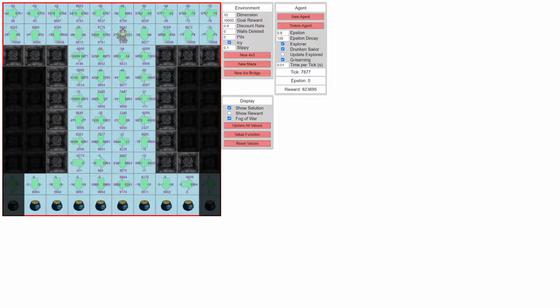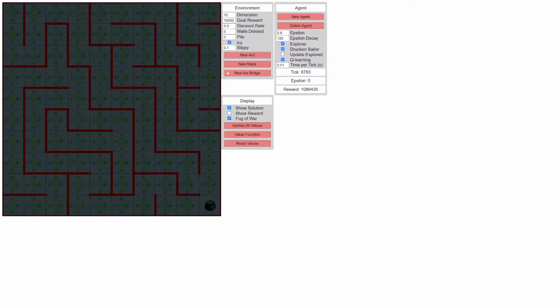Okay, so nonetheless, it's found a path that's pretty successful. At least now it's winning every time. It's not falling into any pits. Okay, so again, this is sort of an interesting application of Q-learning. I want to do one last example.